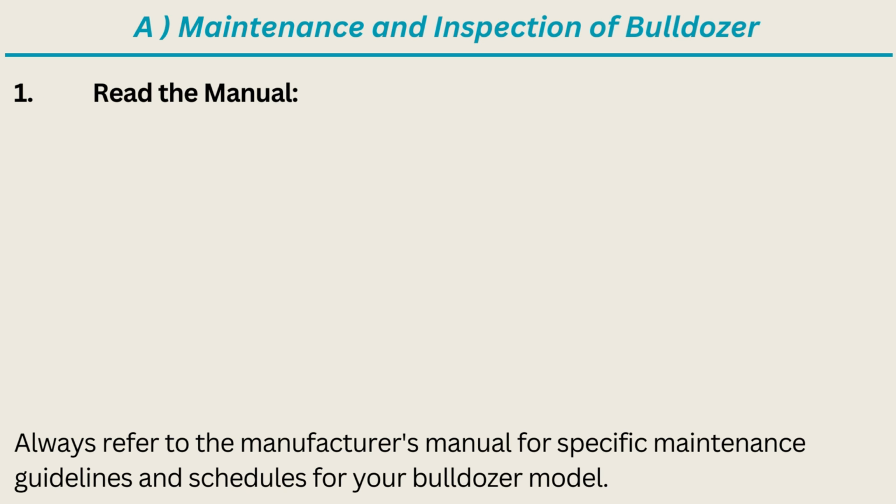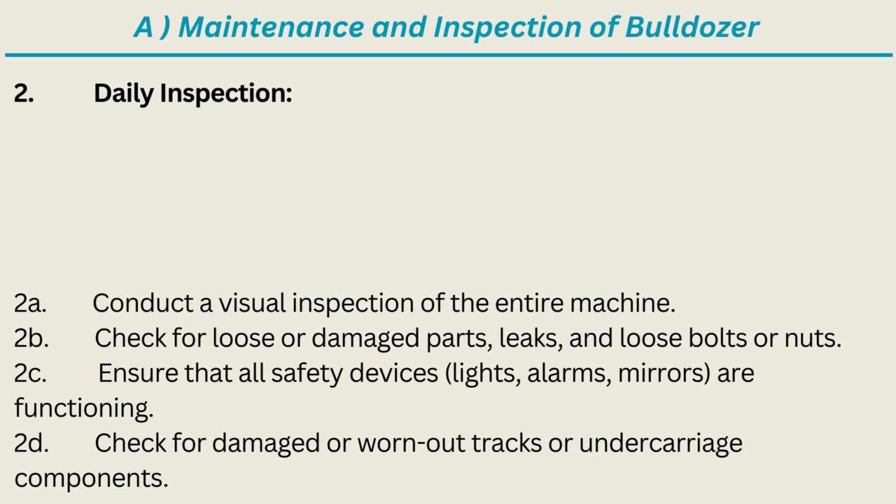1. Read the manual. Always refer to the manufacturer's manual for specific maintenance guidelines and schedules for your bulldozer model. 2. Daily inspection. 2A. Conduct a visual inspection of the entire machine. 2B. Check for loose or damaged parts, leaks, and loose bolts or nuts.